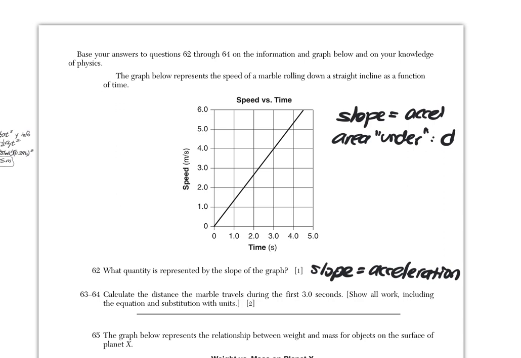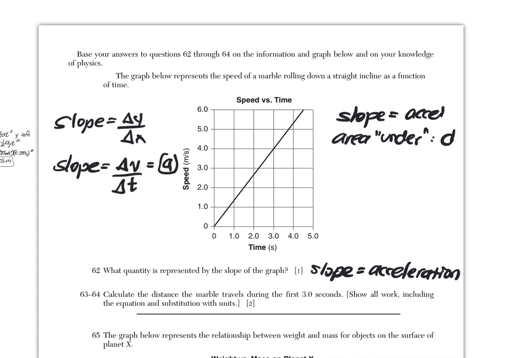The reason why that's true is that we know that slope is delta y over delta x, but the y-axis in this case is velocity. So it would be change in velocity over change in time. That's the definition of acceleration. So that's why slope is acceleration. And then 63, 64, what's the distance the marble travels in the first 3 seconds?